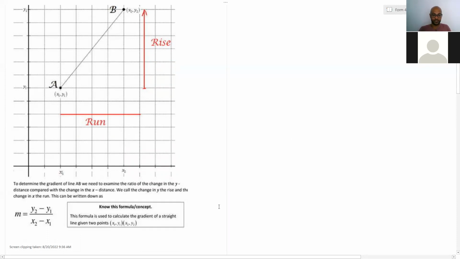And the formula for calculating is here. I would have included it here. You must know this formula. Gradient, which is usually denoted by the letter m, is equal to y2 minus y1 over x2 minus x1. This is how we're going to calculate the gradient of any line if we have 2 points on that line, any 2 points. It doesn't need to be the end points. Any 2 points, we can use this formula to calculate it. So let's look at an example of doing this.